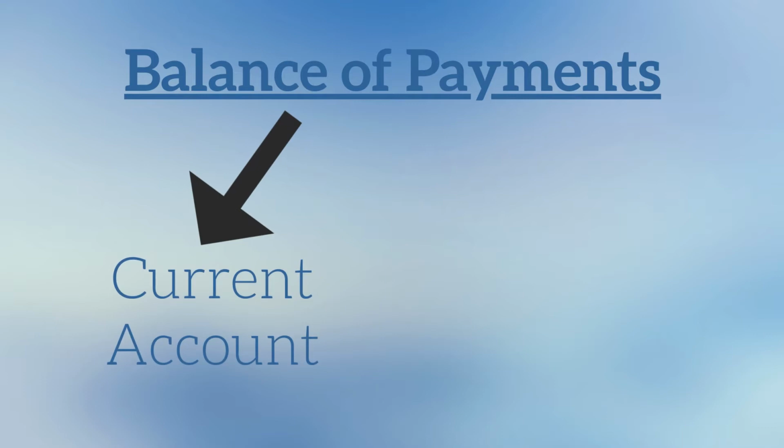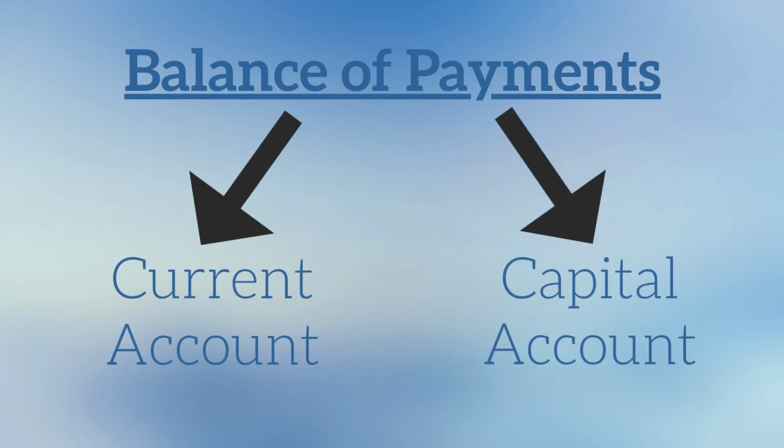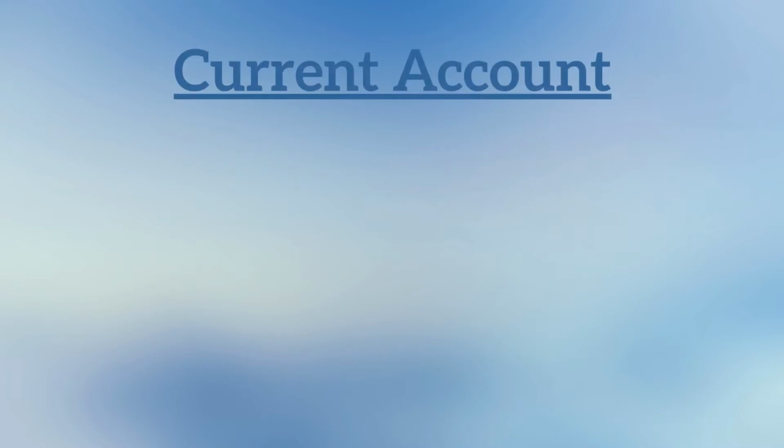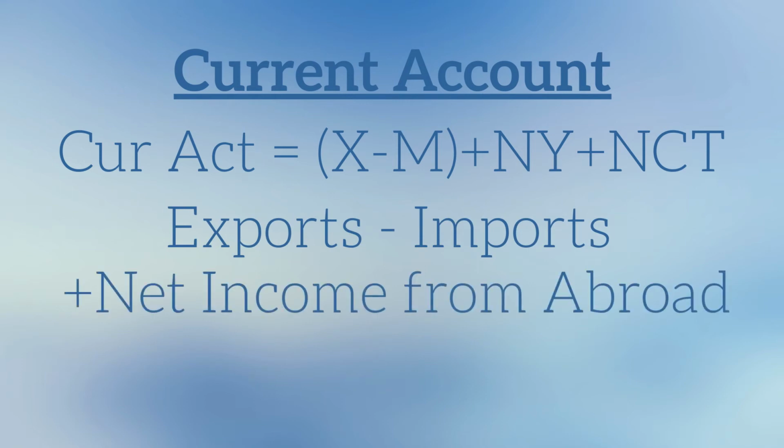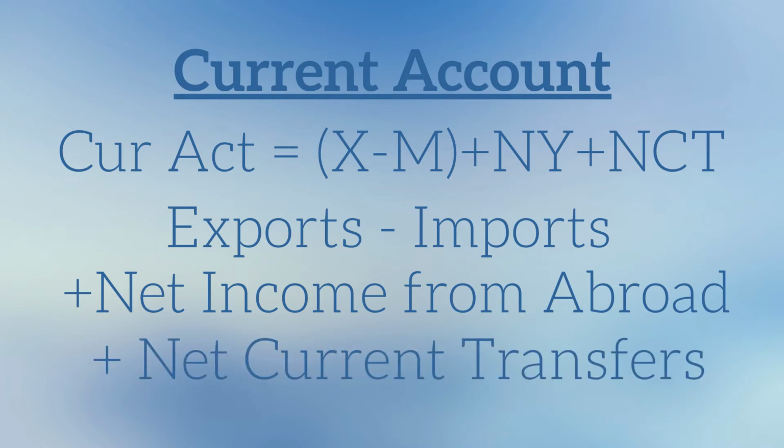While different organisations have slightly different definitions, in general the balance of payments is made up of two components, the current account and the capital account. The current account is usually defined the following way: exports minus imports, i.e. cash flows as payments for goods or services, plus income from abroad, perhaps dividend payments on investments, plus net current transfers, i.e. foreign aid. Think of the current account as being the country's income from production.